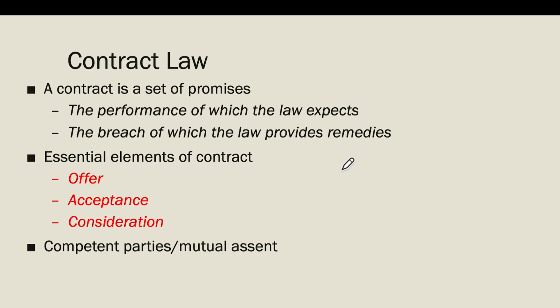Contract law is a set of promises whereby the law expects that when two parties agree on a contract, they fulfill that contract. If there is a breach, then the law would provide remedies for that. And a contract comprises three elements: an offer, an acceptance, and consideration.